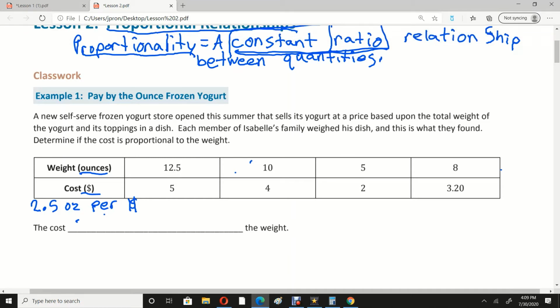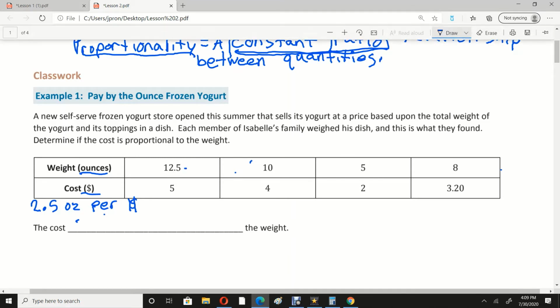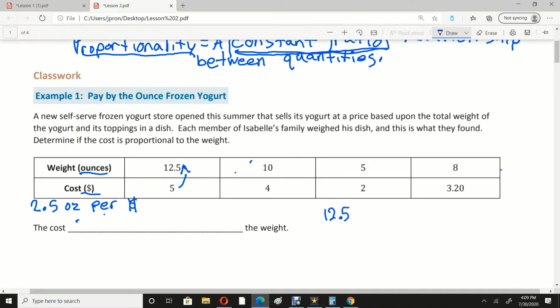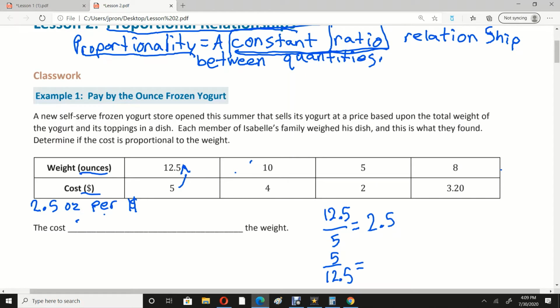And what Eureka was looking at was it wanted us to find the amount of dollars it costs per ounce. And the way we do that, we would just invert this. So instead of dividing 12.5, which got us 2.5, we divide 5 by 12.5 to get us 0.40.